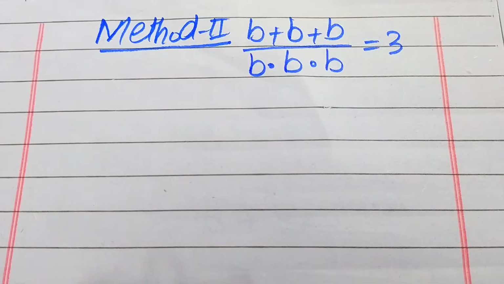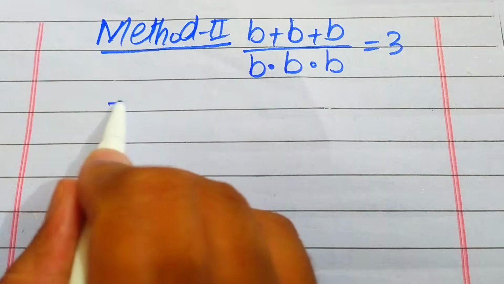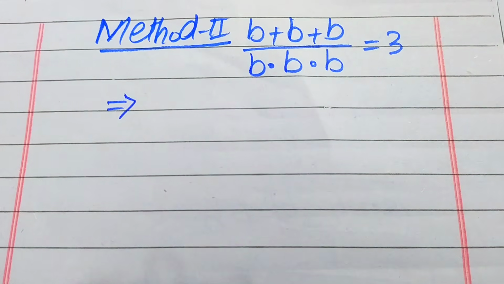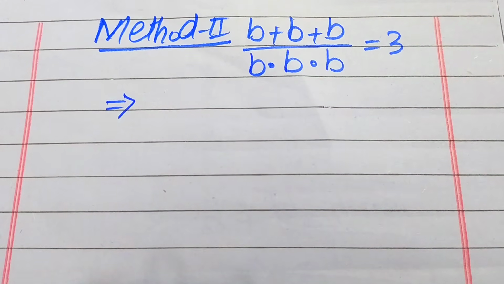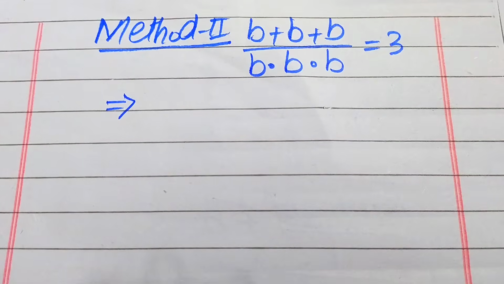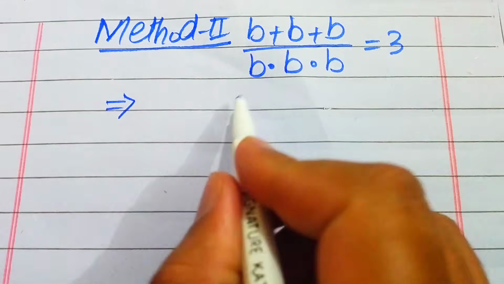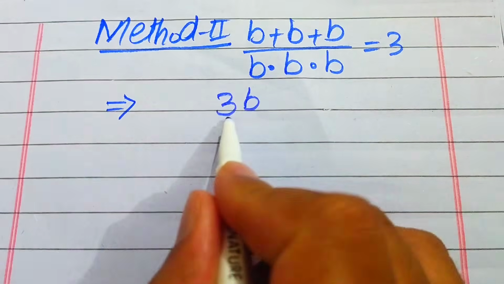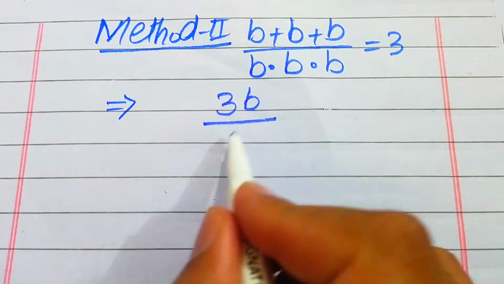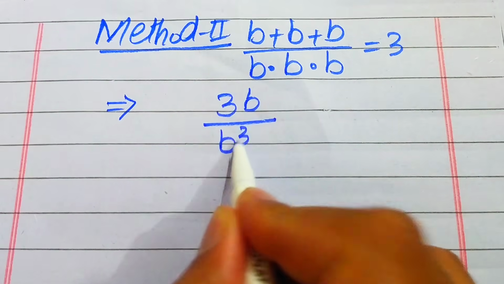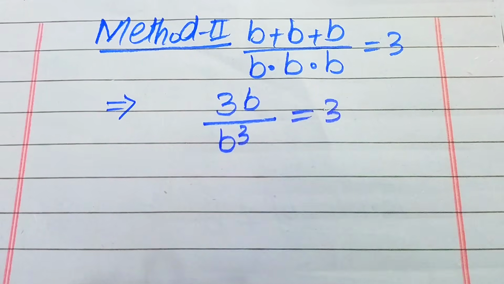And now we again solve this problem with the second method, and our second method is the very straightforward or quick method, and here we quickly determine the solution set of this problem. So in this method you see that b is added 3 times, we write it as 3b divided by, here b is multiplied 3 times and we write it as b cubed equals 3.